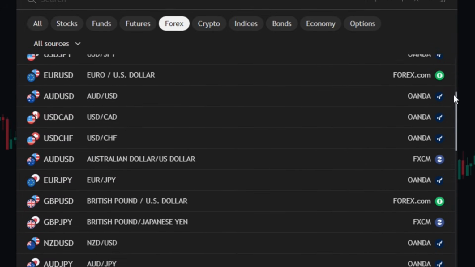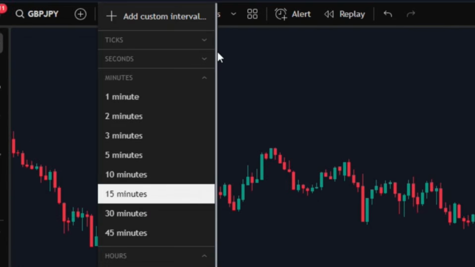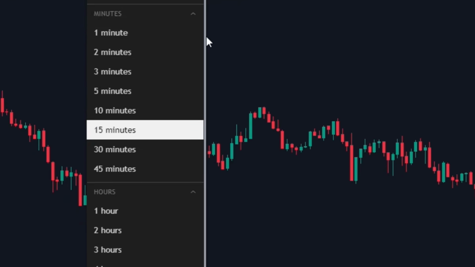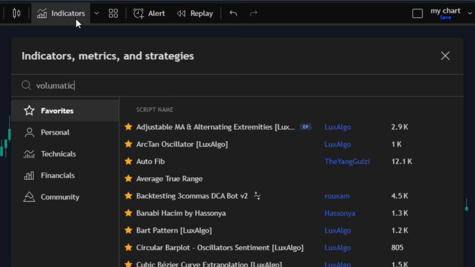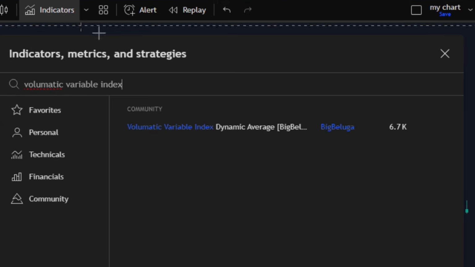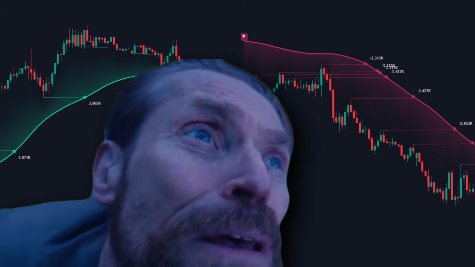First things first, fire up TradingView and open any chart you want. I'll be using this pair on the 15-minute time frame, but this works on literally any market. Now click on the Indicators tab and search for Volumatic Variable Index. You'll want the version with Big Beluga. Once you've got it loaded, you're looking at what might be the most powerful indicator combination you've never heard of.